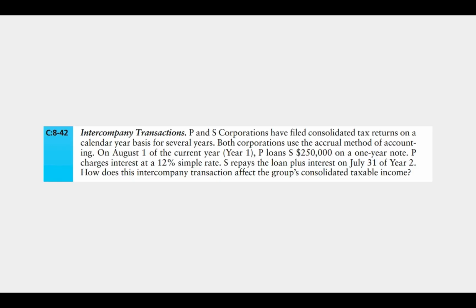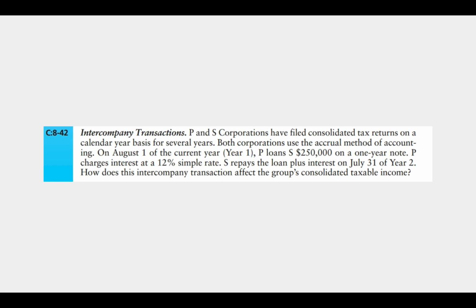We also have P and S, and they filed consolidated tax returns on a calendar year basis for several years. Both corporations use the accrual method of accounting. On August 1 of the current year, P loans S $250,000 on a one-year note. S charges interest at a 12% simple rate. S repays the loan plus interest on July 31 of year 2. How does this intercompany transaction affect the group's consolidated taxable income?